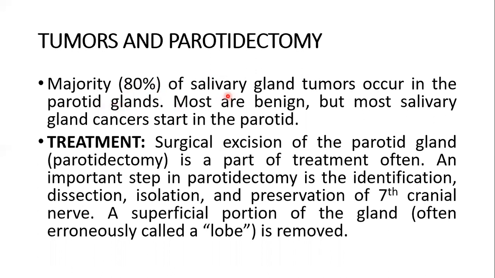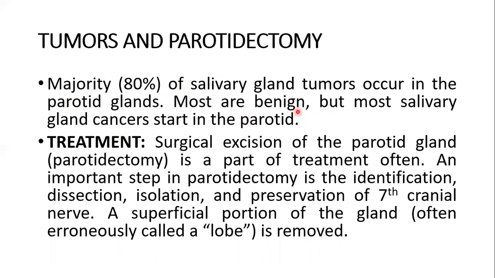So the salivary gland tumors mostly occur in the parotid gland. Whenever they are present, 80% of them are in the parotid gland. Very few times they are malignant. They are mostly benign, and when malignant, this is also specific mostly to the parotid gland.